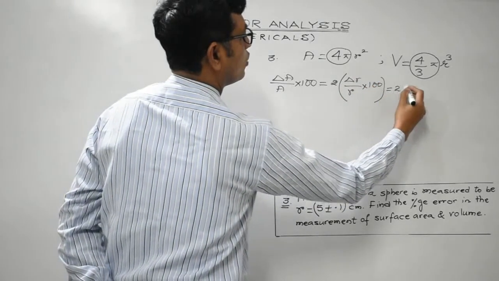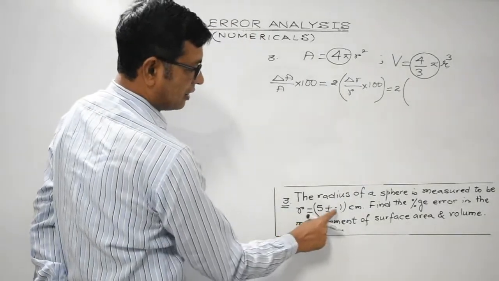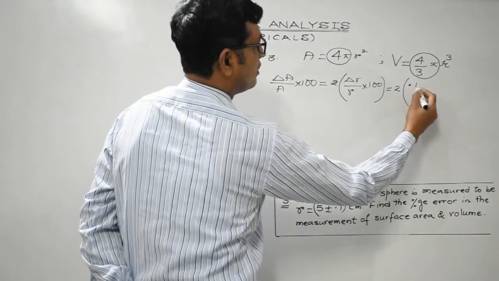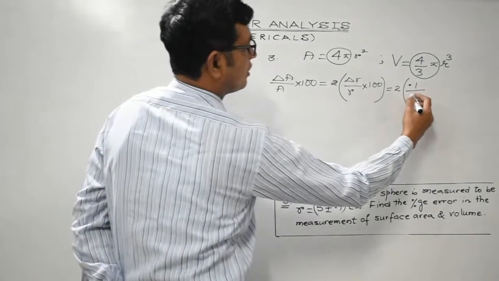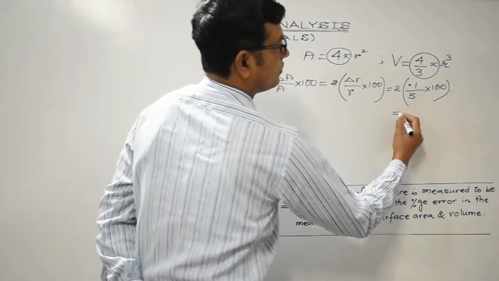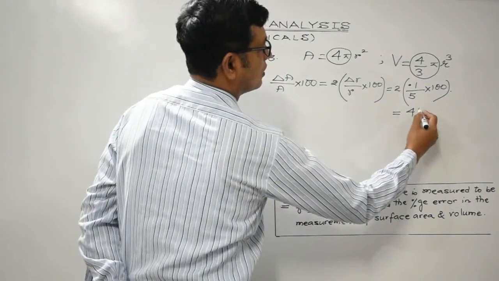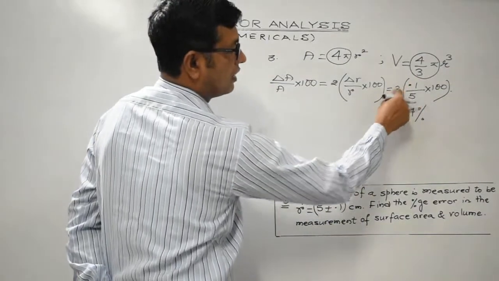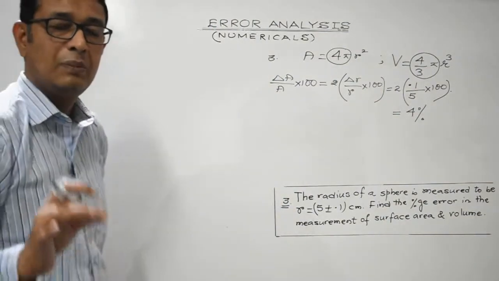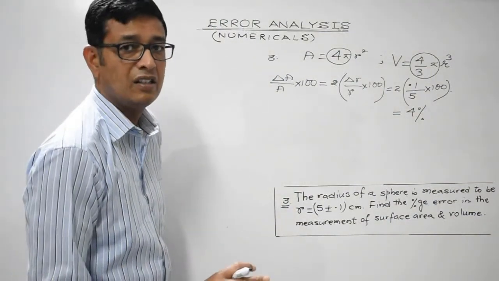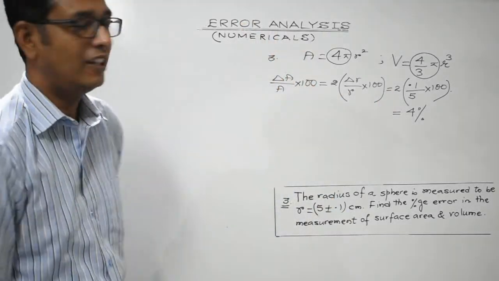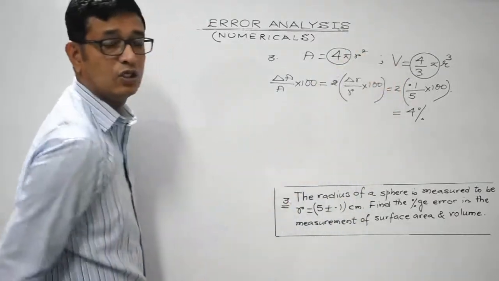So what you get is twice. What is del r? Radius is given to be 5 plus minus 0.1. 0.1 is the absolute error in the measurement of radius. True value of radius is 5, multiplied by 100. So that will give us 4%. Just check it out. The point will get removed, 1 by 10, so 100 by 50 is 2, 2 twos are 4. So the percentage error in the measurement of the area of this sphere will be 4%. Right?